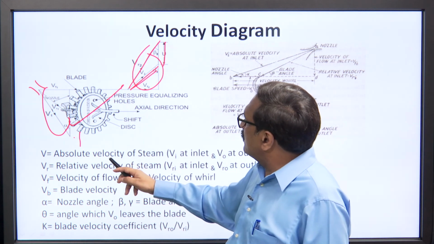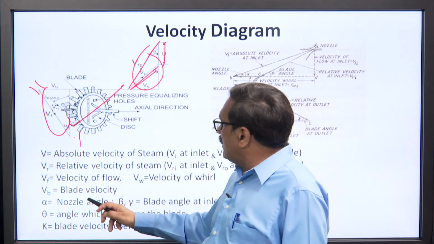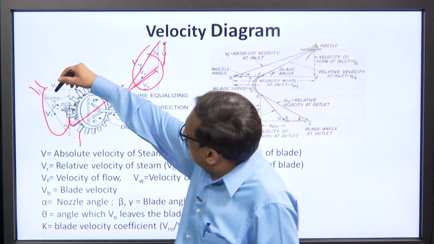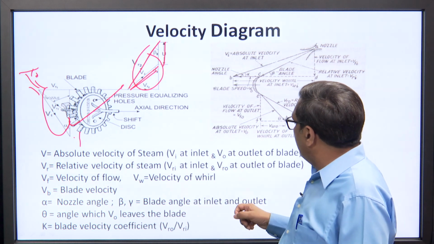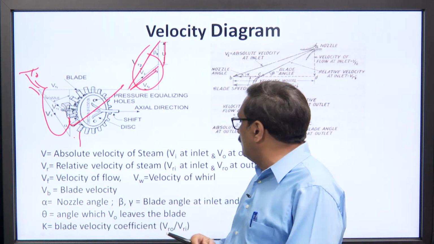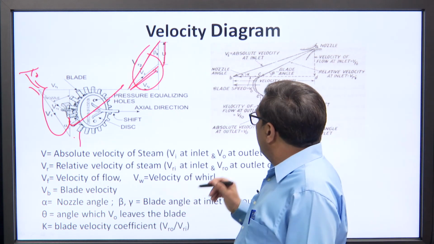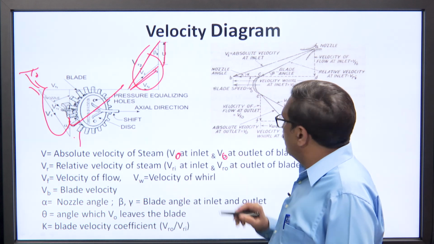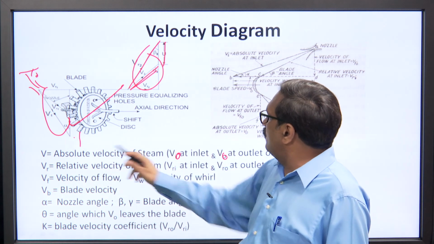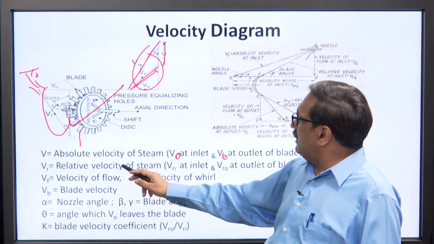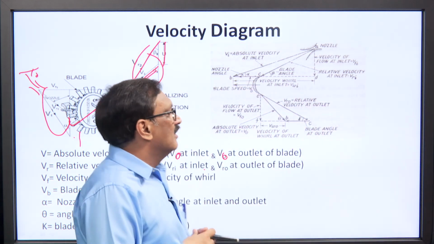Here some of the terms are going to be used. V is used for absolute velocity, similarly Vr for relative velocity, Vf for flow velocity, Vb is the blade velocity, alpha is the nozzle angle at which steam comes from the nozzle. Beta and gamma are the blade angles at inlet and outlet, theta is the angle at which V0, the absolute velocity, leaves the outlet of the blade. Here the suffixes i and o are used for representing inlet and outlet. Suppose Vi is the absolute velocity at the inlet, Vo the absolute velocity at the outlet, Vri the relative velocity at the inlet, Vro the relative velocity at the outlet. Similarly, for the others we are using symbols.